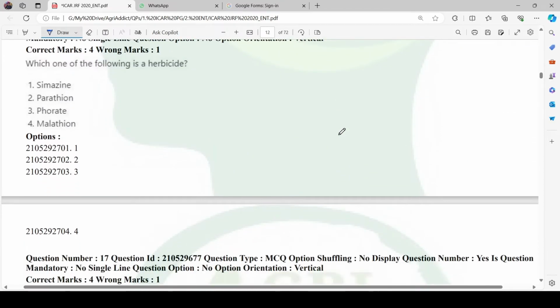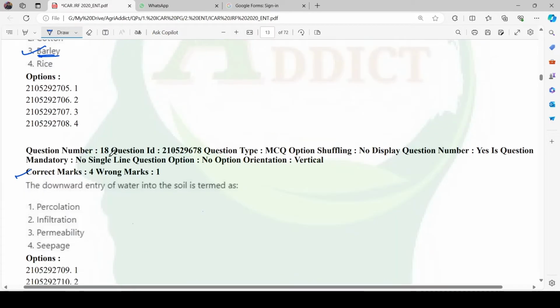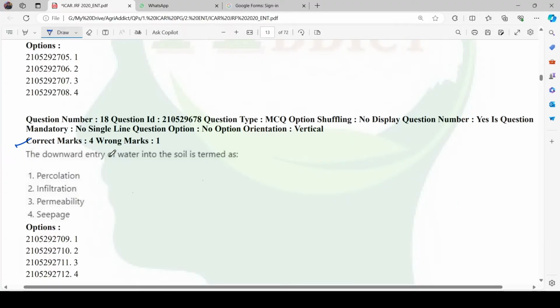Next question: which one of the following is a herbicide? A very basic question. Parathion is an insecticide, phorate is an insecticide, malathion is an insecticide. Only simazine is a herbicide, like atrazine and simazine. These are important herbicides, mainly used in maize. Which one of the following crops is most tolerant of soil sodicity? Among them, barley is the most tolerant crop. A basic agronomy question. The next question: the downward entry of water in soil is termed as infiltration.